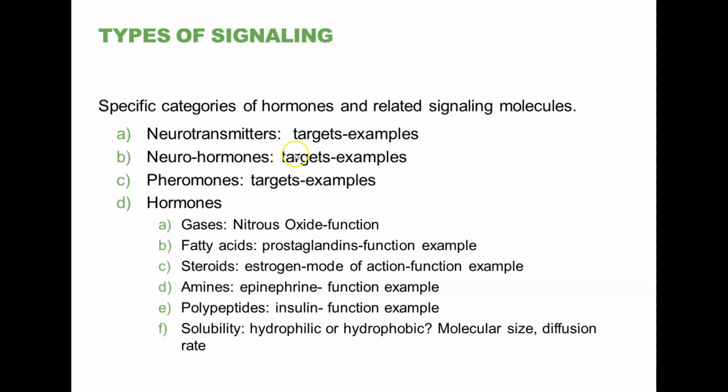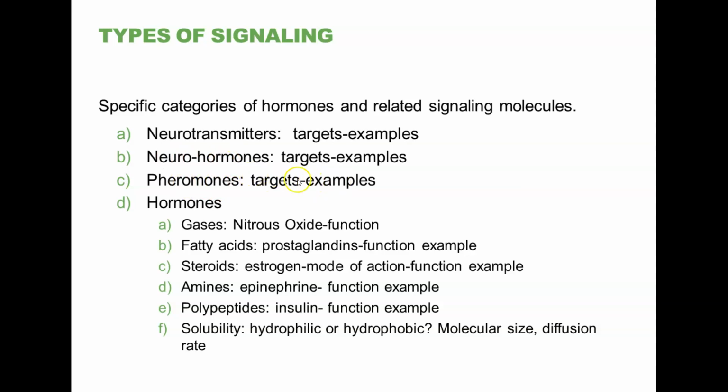Neurohormones are secreted by neurons but affect particular tissues. An example of that would be adrenaline, which is a neurohormone. It's released by the adrenal gland by neurons that lead directly to the adrenal gland, and then secreted into the bloodstream from there. So neurohormones kind of bridge the gap between the nervous system and the endocrine system.